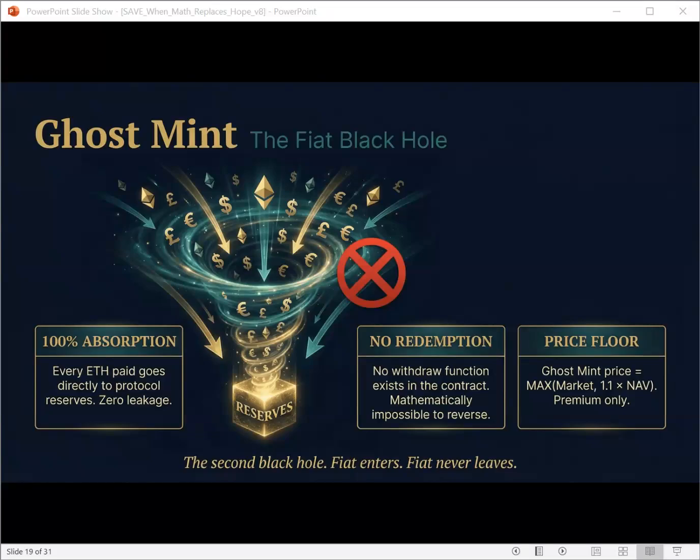So this is a one-way valve. Fiat enters, it does not leave. The Treasury grows monotonically, and because Ghost Mint always prices above NAV, it creates a natural price floor that ratchets upward with every sale. Think of it as a fiat black hole. Money crosses the event horizon and adds to the gravitational mass of the system. The more mass, the stronger the pull. The stronger the pull, the more money crosses the horizon.